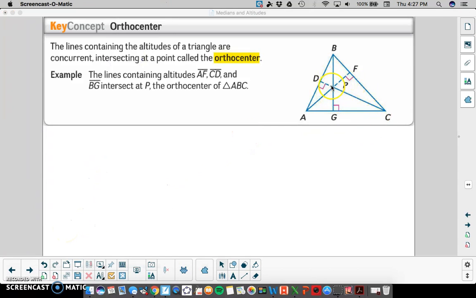The point of concurrency of the altitudes is called the orthocenter. The lines containing the altitudes AF, CD, and BG intersect at point P, and we would call that the orthocenter.